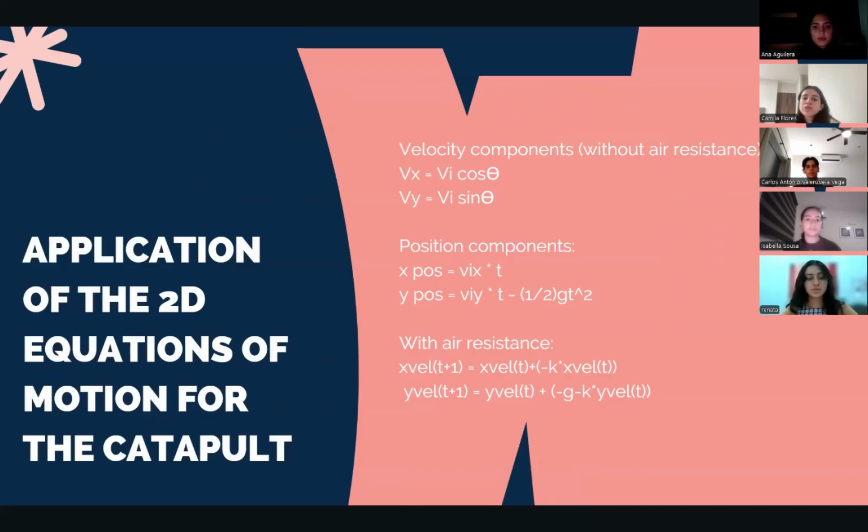These are some applications. You can see the velocity components and how you find them. Vx equals the initial velocity times cosine of that angle. Vy is the initial velocity times sine of that angle. And you can also see the equations for the position in x and the position in y. And then you can see the equations including air resistance, which is basically just subtracting the opposing force.